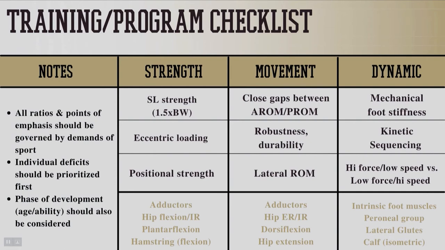We see pretty poor dorsiflexion, generally speaking, especially closed chain, and then a lot of incomplete hip extension. So those would be my top go-tos for the movement piece.